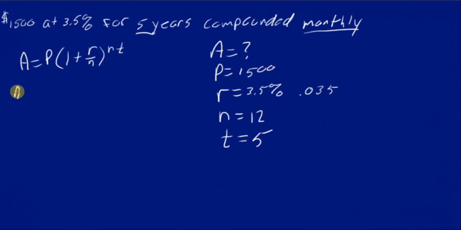So the amount is equal to $1,500 times 1 plus R over N. Well, wait a minute now. Why aren't I substituting in here? R is 0.035 all over N, which is 12, raised to the NT, which is 12 times 5.